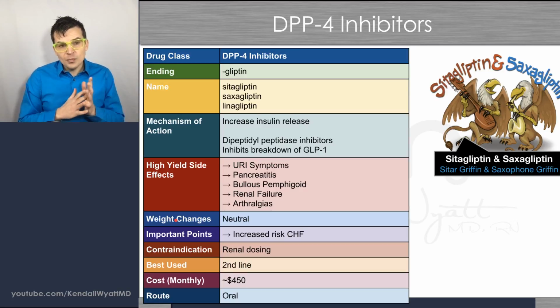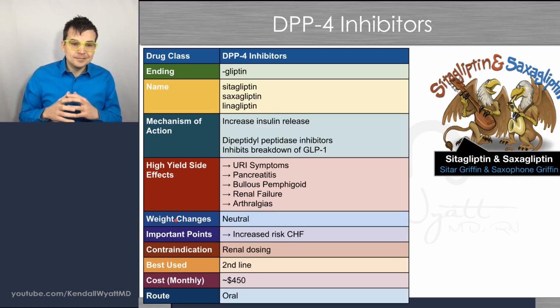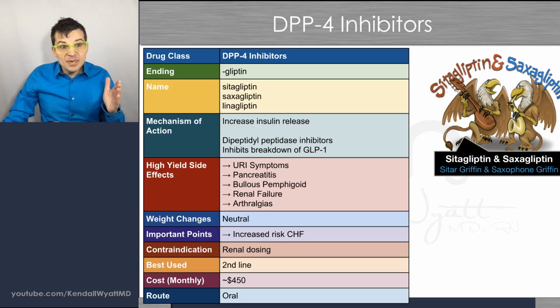The one thing that's also a black box warning now is you can actually cause something called bullous pemphigoid. What's bullous pemphigoid? Well, bullous, bulli, big giant bulla, or raised bubbles on the skin, right? And it can actually happen throughout the whole body, so you can have a systemic reaction in some patients. Just make sure you remember our DPP-4 inhibitors have an important point to remember, that they can increase your risk of CHF, congestive heart failure.